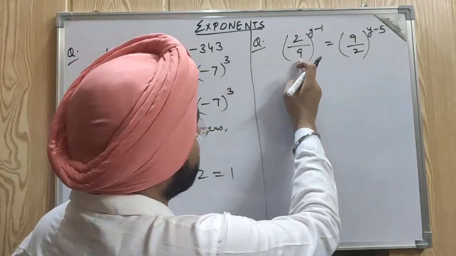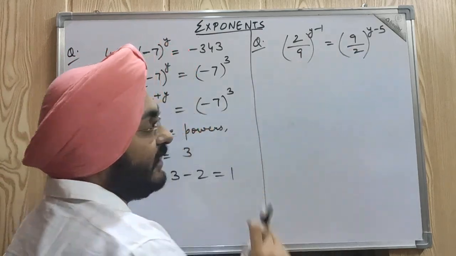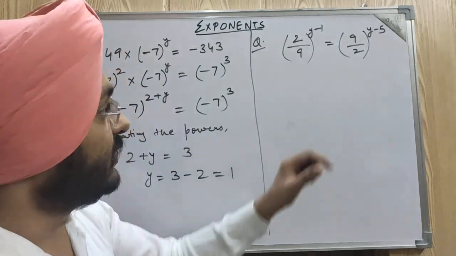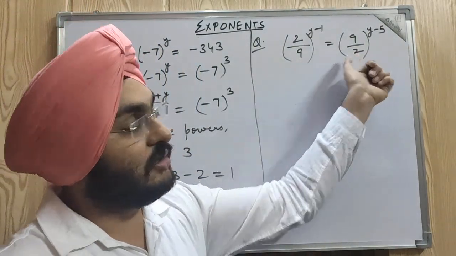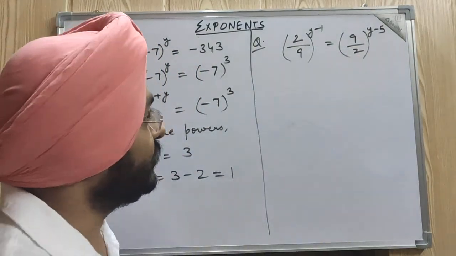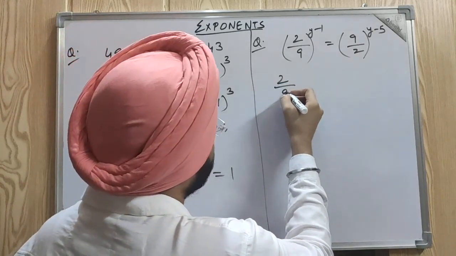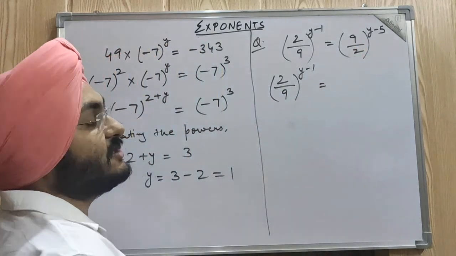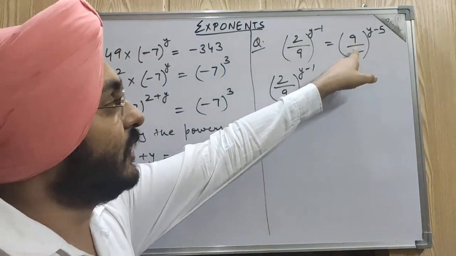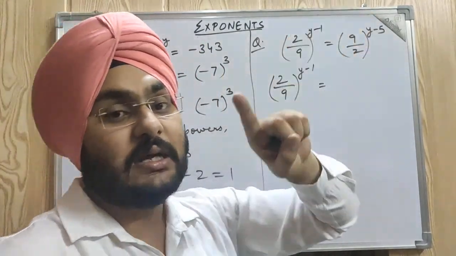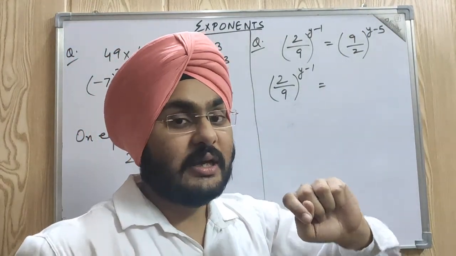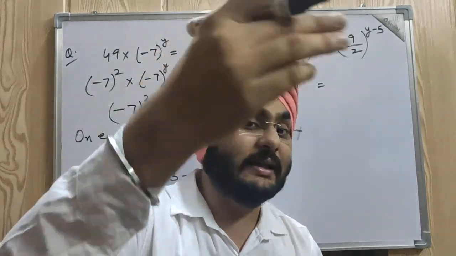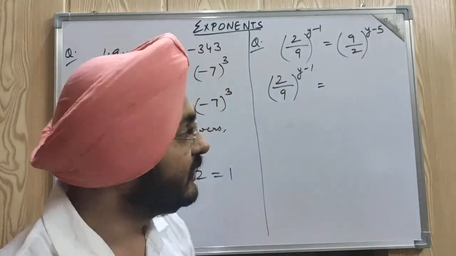You are seeing here this one is 2 by 9 and here we have 9 by 2. These are the reciprocals of each other. Take the reciprocal of any one of them. I am taking the reciprocal of the second one. So this one will be the same, 2 by 9 raised to the power minus 1. If I take the reciprocal of this 9 by 2, I have to apply the negative sign in the exponent. You know about this thing. If you have to remove the negative sign, you have to take the reciprocal. And if you want to apply the negative sign, you again have to take the reciprocal.